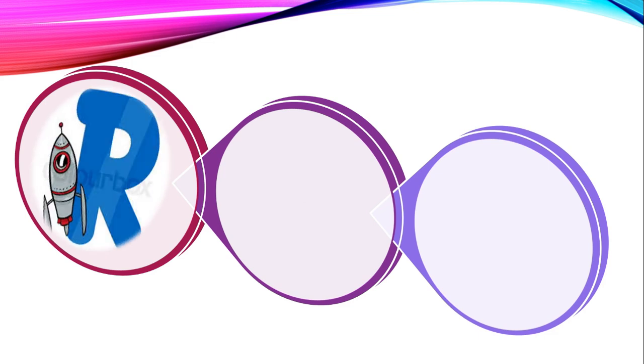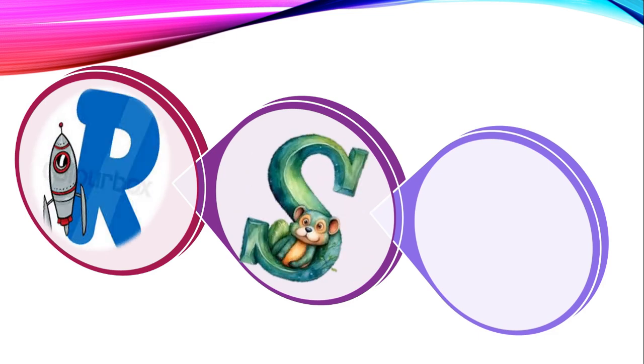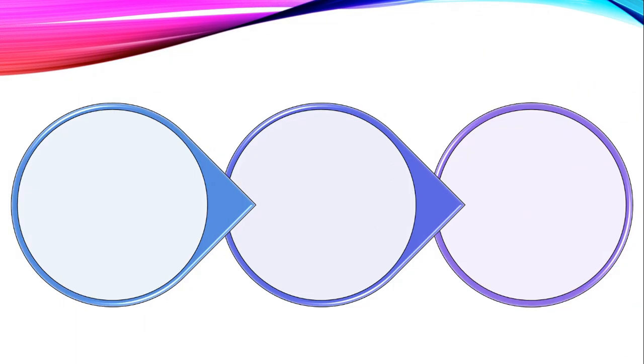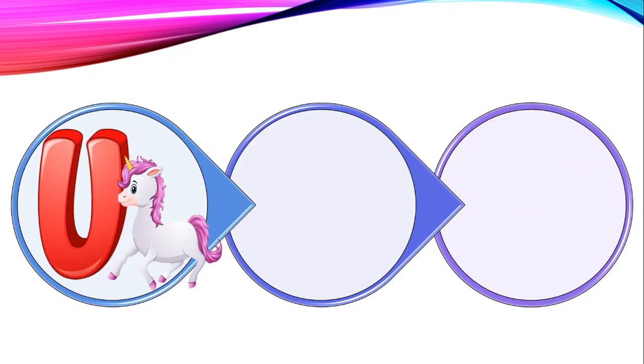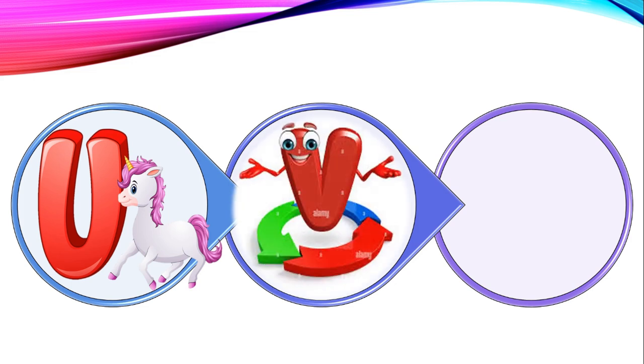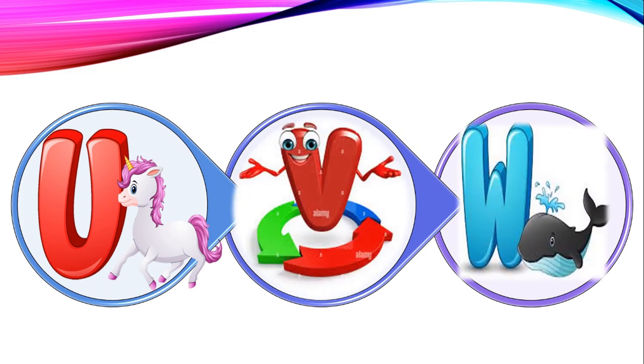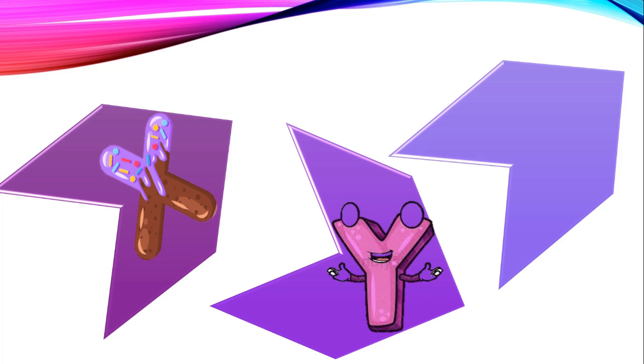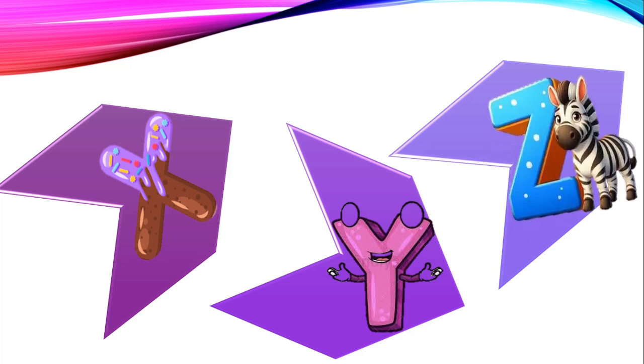R for rocket. S for sun. T for tortoise. U for unicorn. V for vegetables. W for whale. X for X-ray. Y for yak. Z for zoo.